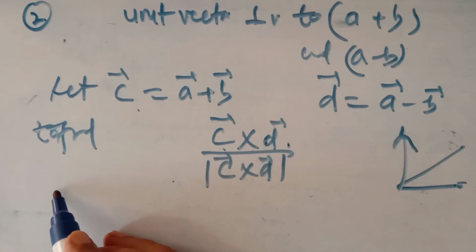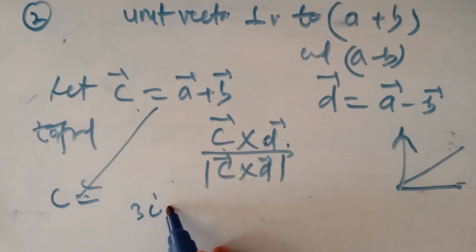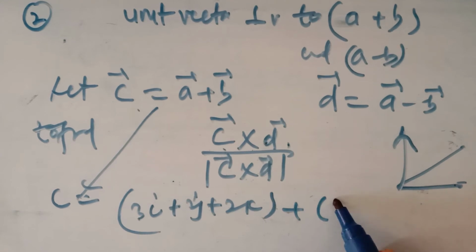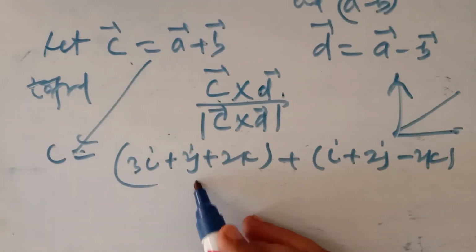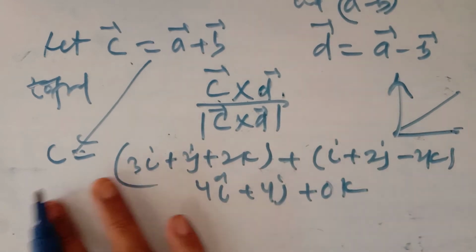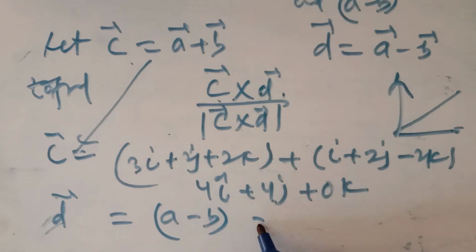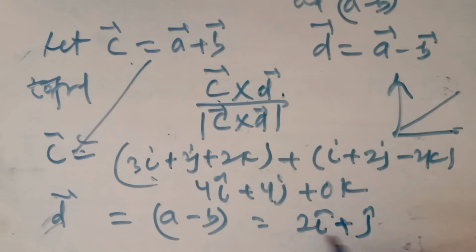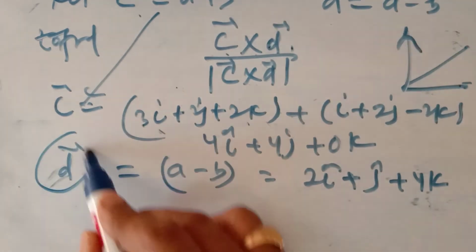So the value of C will be equal to A plus B. The vector A is given as 3i plus 2j plus 2k, plus B, which is i plus 2j minus 2k. So this comes out to be 4i plus 4j plus 0k. And D is A minus B, so you subtract these two: 3i minus i is 2i, 2j minus 2j is 0j, and 2k plus 2k is 4k. So this is the vector D, and this is the vector C.